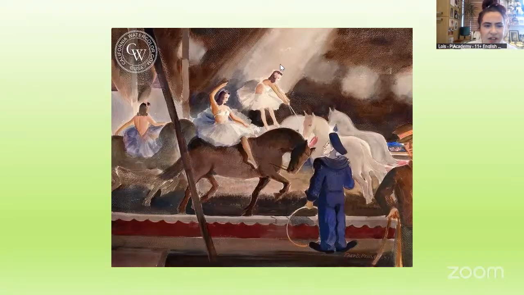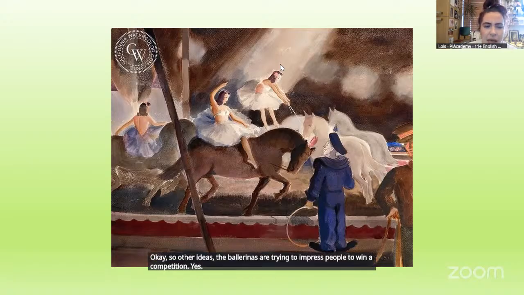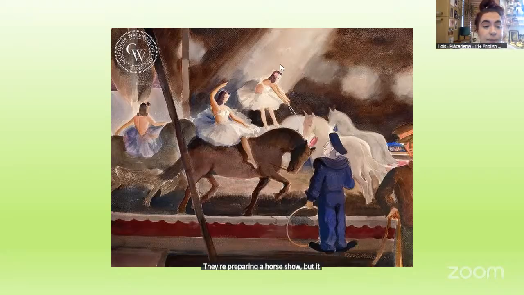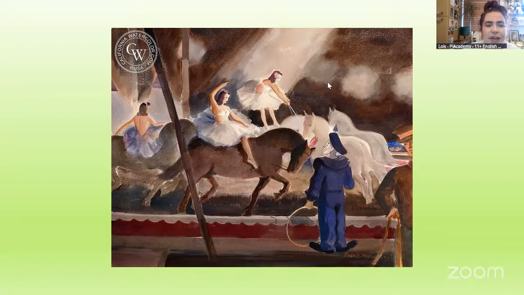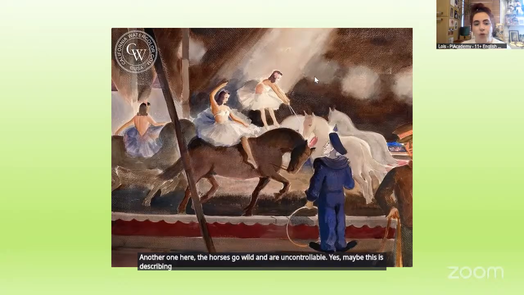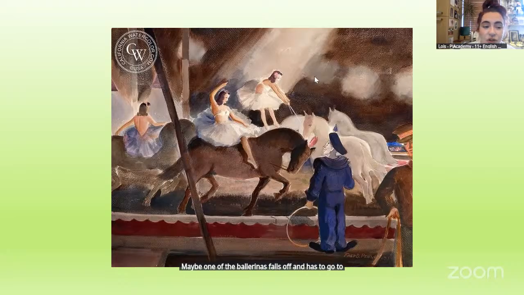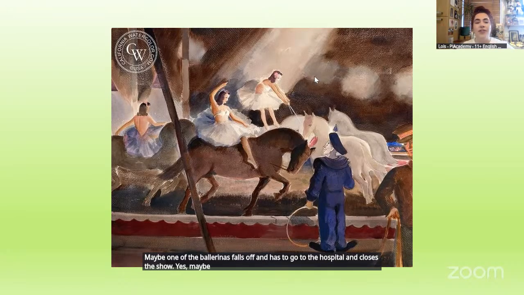Okay, so other ideas. The ballerinas are trying to impress people to win a competition. Yes. They're preparing a horse show, but it goes all wrong. Maybe the brown horse feels that it's the odd one out. I mean, yeah, there's a couple of brown horses, but there are a lot of white horses. So maybe he does feel left out in some way, perhaps. Another one here, the horses go wild and are uncontrollable. Yes, maybe this is describing the struggles of training them. Maybe one of the ballerinas falls off and has to go to the hospital and closes the show. Yes, maybe this is about the end of the circus, perhaps.